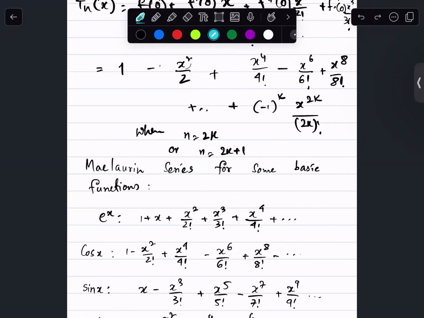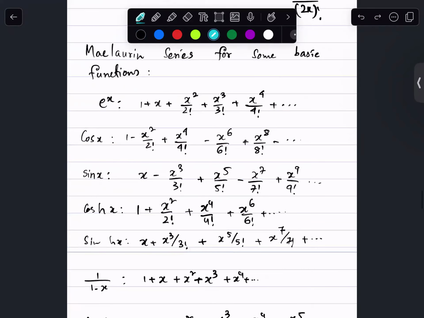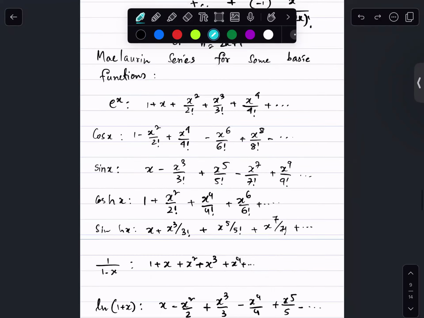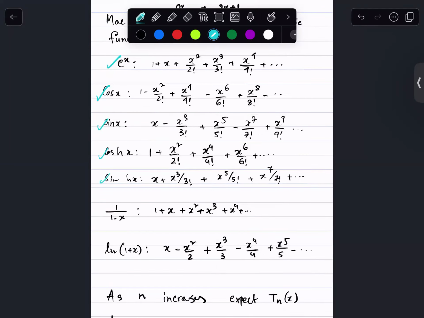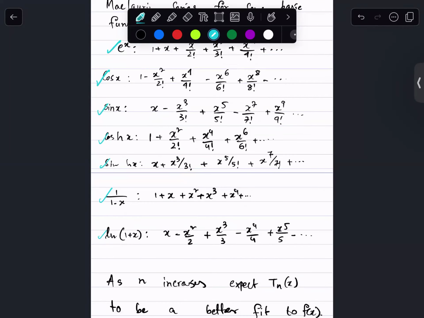This is a little bit subtle, but if you have any problem, you go back and try to get that. So I have written some of the important Maclaurin series for some basic functions. So e to the x has this series as its Maclaurin polynomial. This is for cosine x, this is for sine, this is for cosine hyperbolic, this is for sine hyperbolic, this is for 1 over 1 minus x, and then the last one is for ln 1 plus x. So a good exercise would be to evaluate some of these Maclaurin polynomials. You do the derivatives and try to get this result.